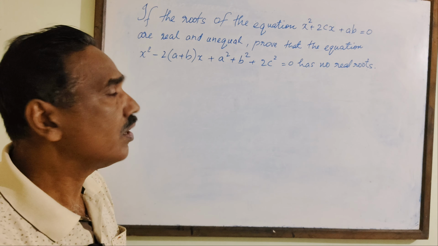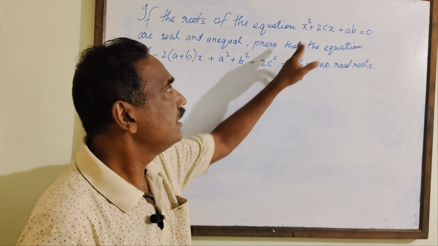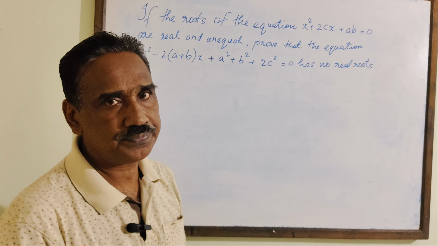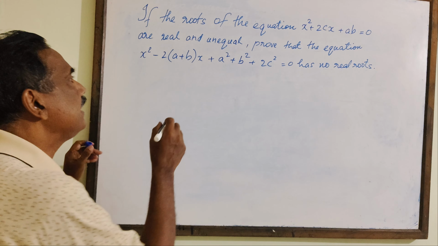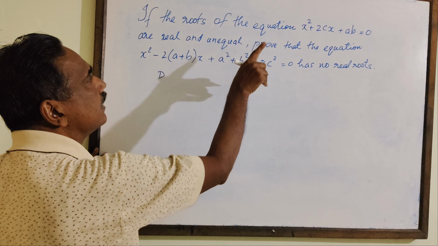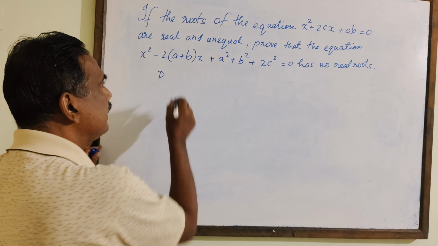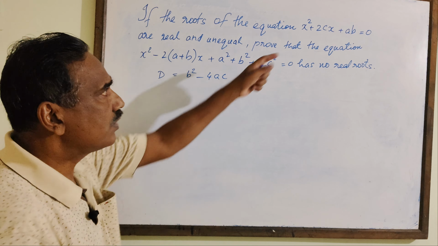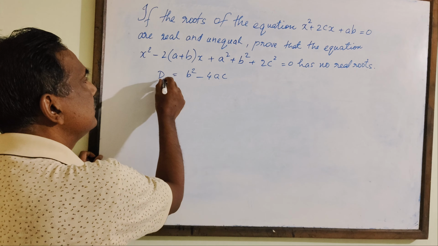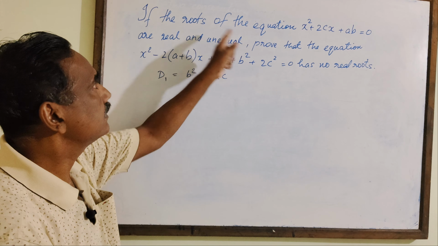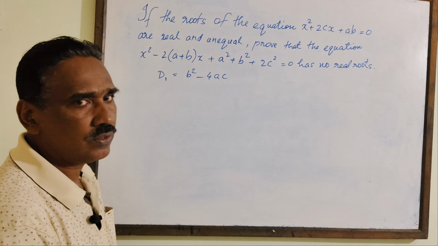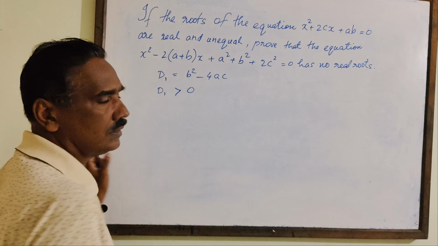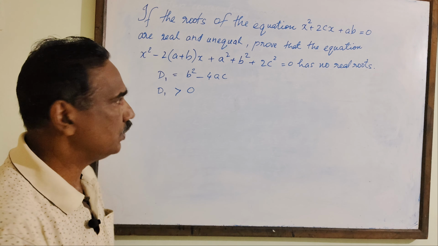What is the meaning of that? Or when does it happen? It happens when the discriminant D is greater than 0. Now, what is D? D, as you know, is b square minus 4ac. Since there are 2 quadratic equations, I am taking this one as D1. Since here it has real and unequal roots, D1 should be greater than 0. That is, b square minus 4ac should be greater than 0.